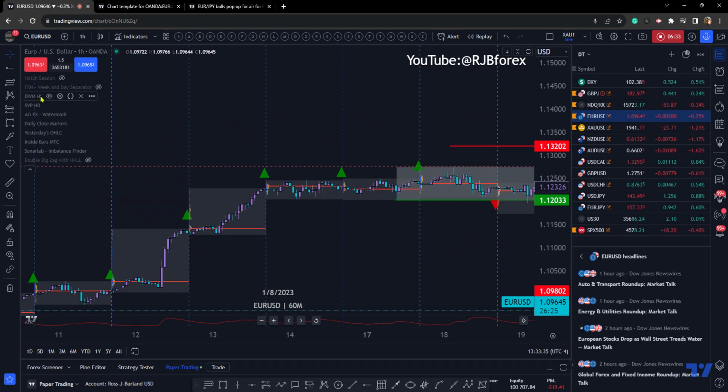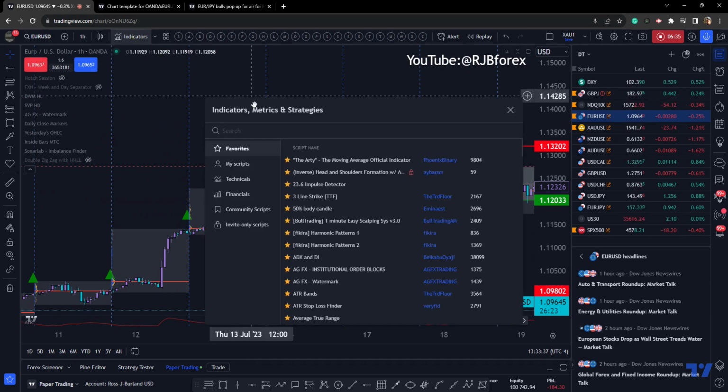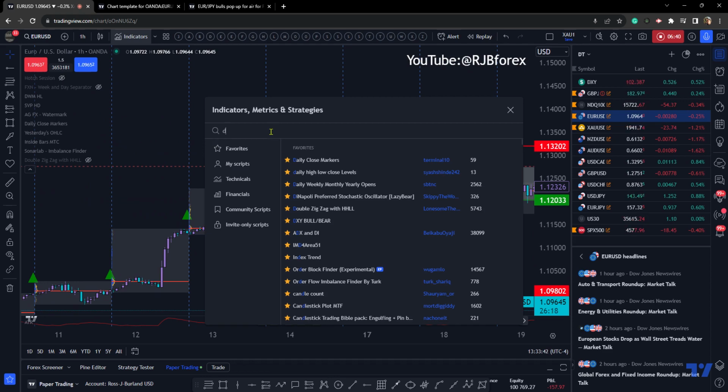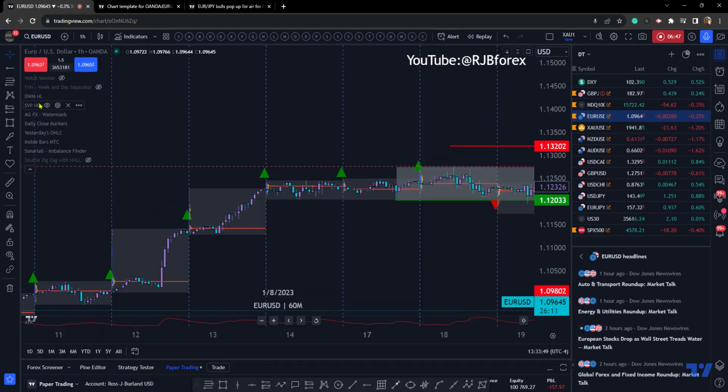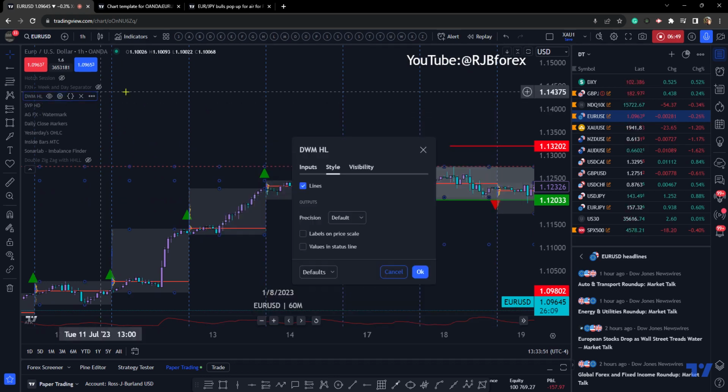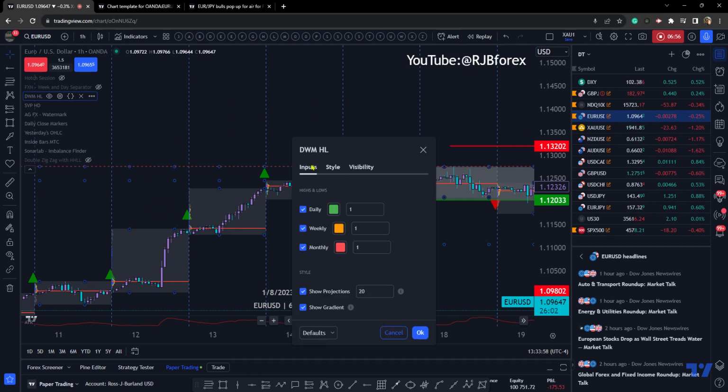And that can be found in, let me try DMW, DWM, rather, DWM. Daily, weekly, monthly, yearly opens by SBTNC. And that's how I've got it set up. So you can take a snapshot, a screenshot, pause the video, and that's how I've got it set. Okay.